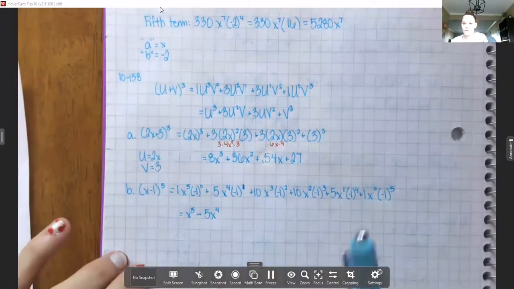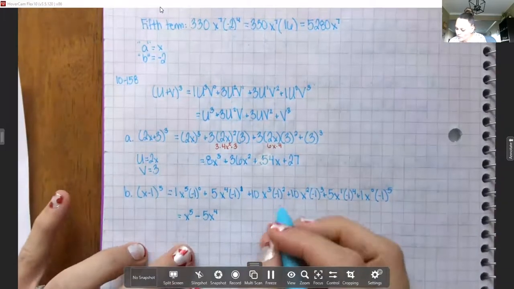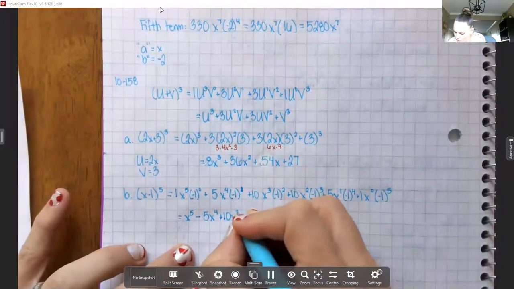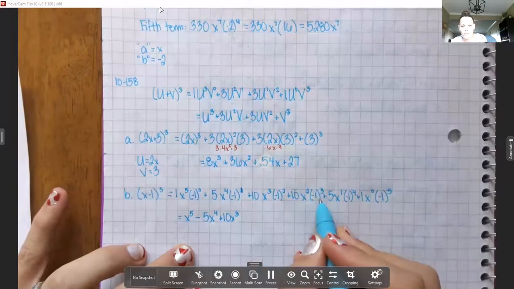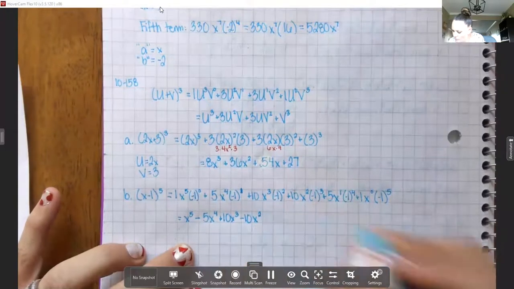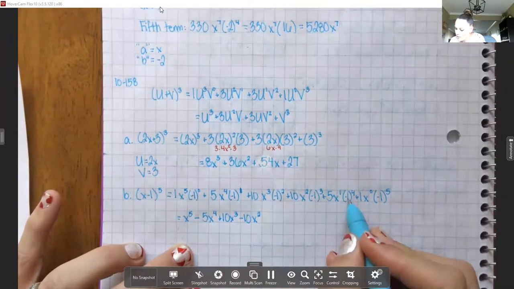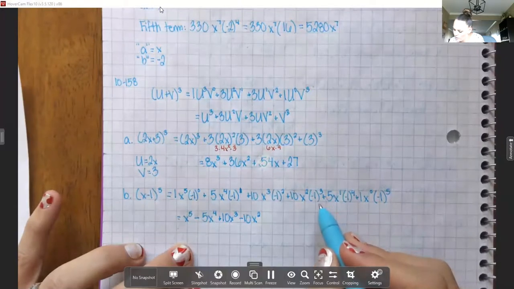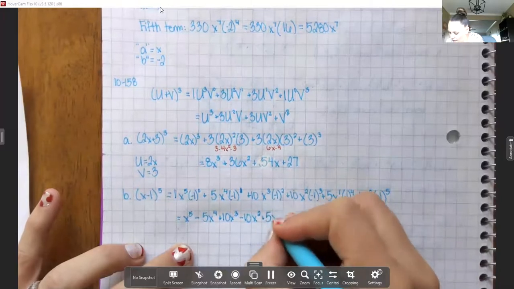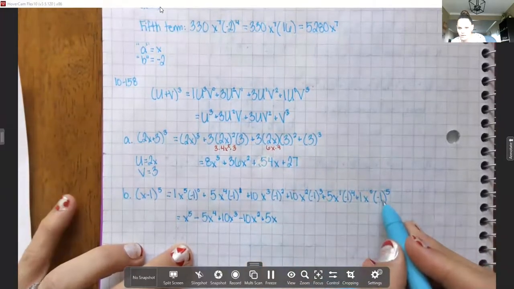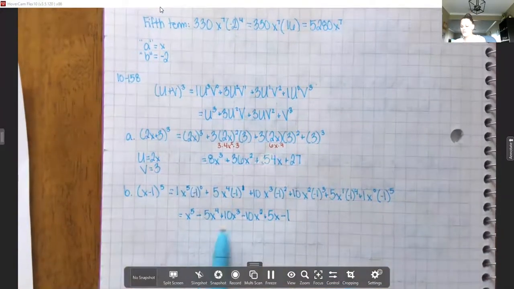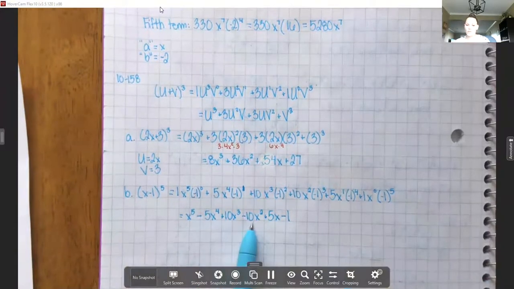So again, negative 1 squared becomes positive 1, so this just becomes 10x cubed. Negative 1 to the third becomes negative 1, so minus 10x squared. Negative 1 to the fourth becomes positive 1, so this becomes plus 5x. And then negative 1 to the fifth becomes negative 1. So it's x to the fifth minus 5x to the fourth plus 10x cubed.